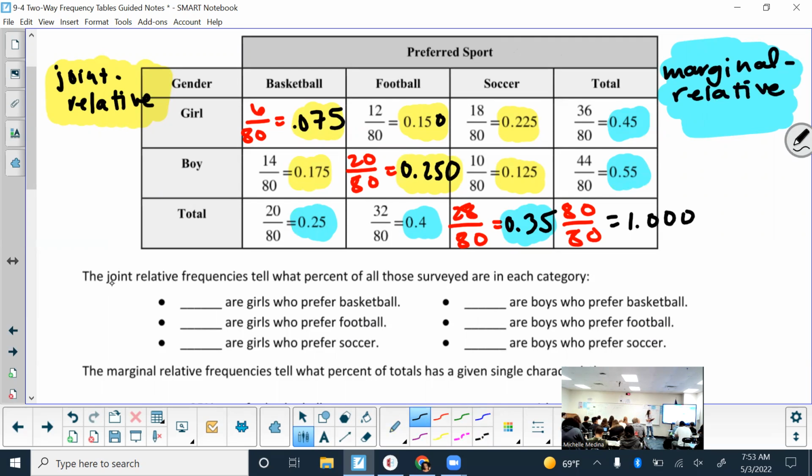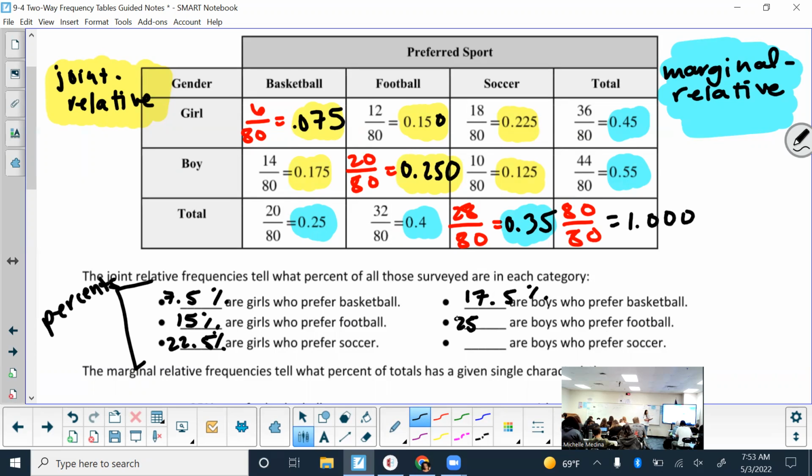All right, now we're going to answer these, and these will all be percents. You need to know both. So what percent are girls who prefer basketball? Good. If you're not sure, take out your calculator, times it by 100%. What about girls that prefer football? Girls who prefer soccer? Good. What about boys who prefer basketball? Boys who prefer football? And boys who prefer soccer?